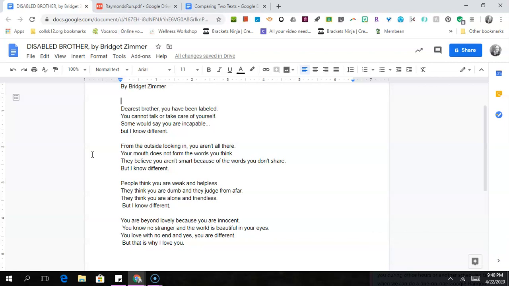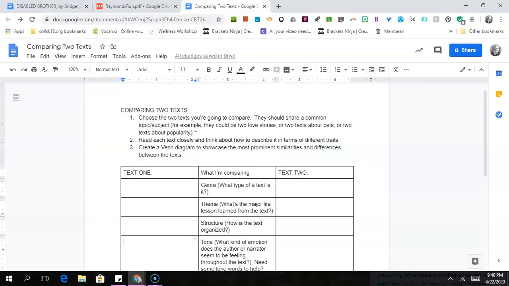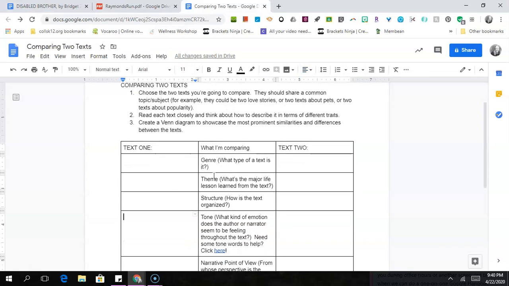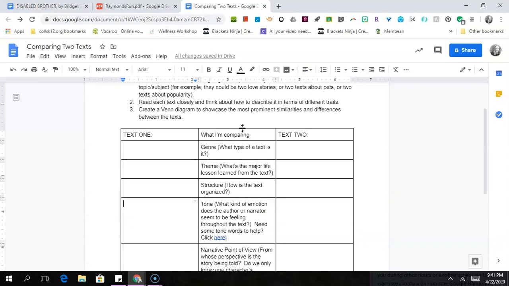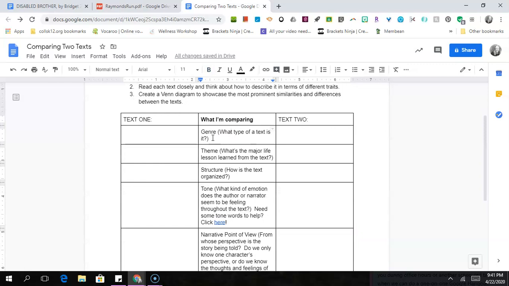So, nice little poem there. It makes me a little teary. So, we're going to compare these two texts, and to make your life a little bit easier, I created a comparing organizer for you here. And so what I started off by doing is coming up with some things that you might compare when it comes to two texts. So the first thing I want us to think about when we're comparing is the genre.